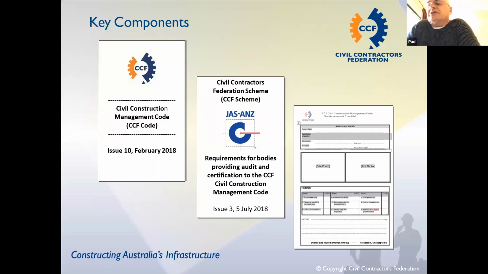Next slide, there we go. You can see the 3 elements. You've got the Civil Construction Management Code, which is the booklet that organisations like ourselves audit you guys to as CBs. There's a scheme requirement for all CB bodies. So there's, as you can see, requirement for bodies providing audits, which is like our company and other companies, to certify you to the CCF. So that's pretty well set rules. So we can't muck around with those rules.